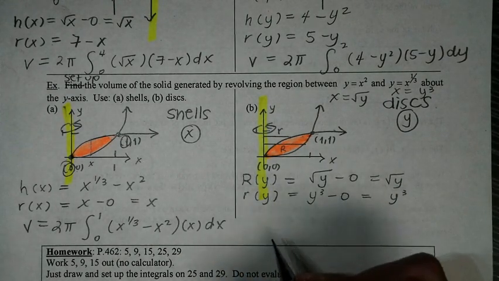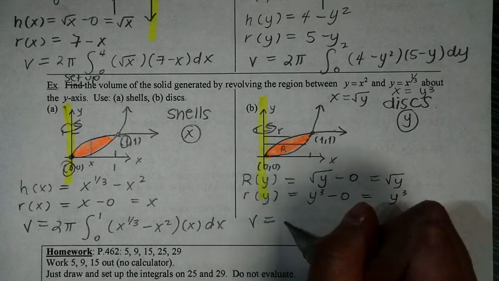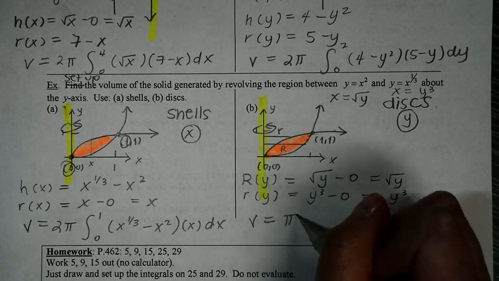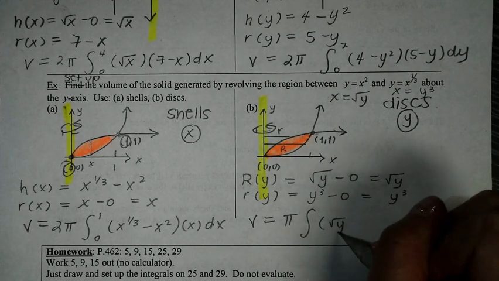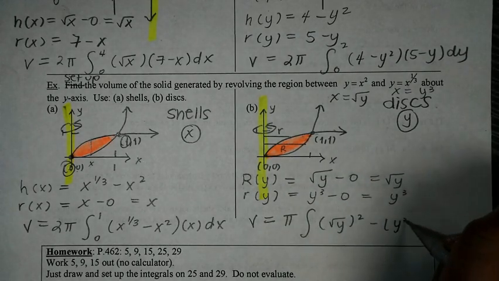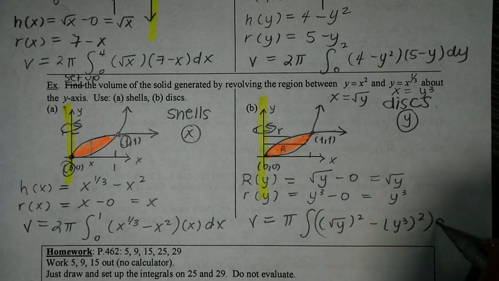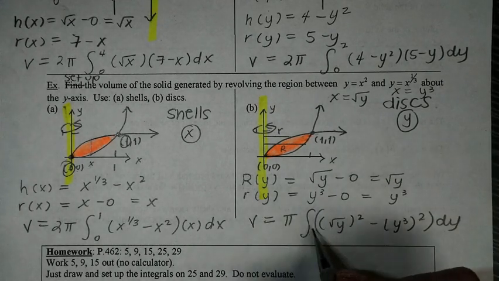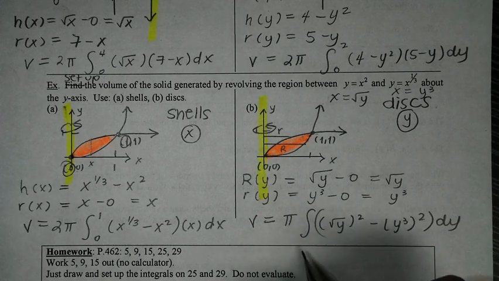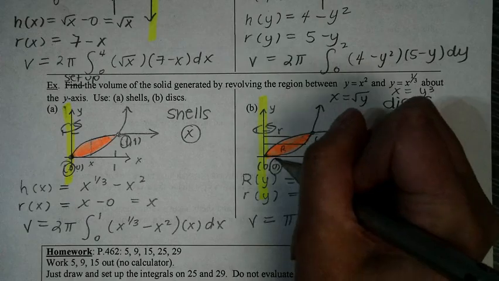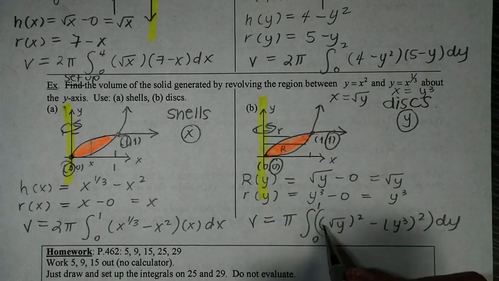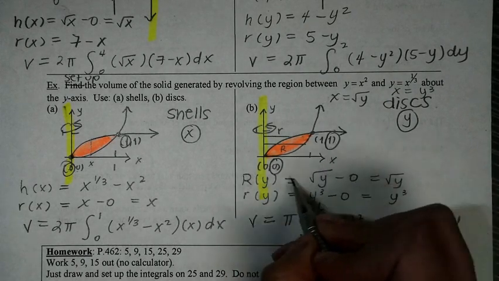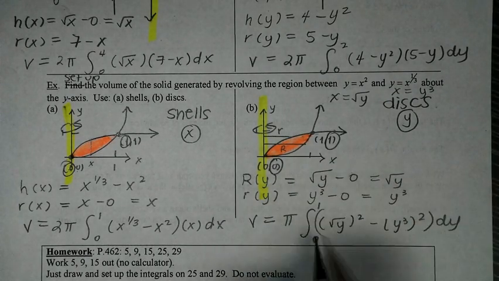So this volume is going to be different. Why? Because it's just pi, the integral, of big R squared minus little r squared, all of this dy. What are my limits of integration? They are based on the y's. You look at this one and this one, so it's 0 to 1. It seems that they are the same, but we're getting the 0 and the 1 from a different spot. Do you see them?